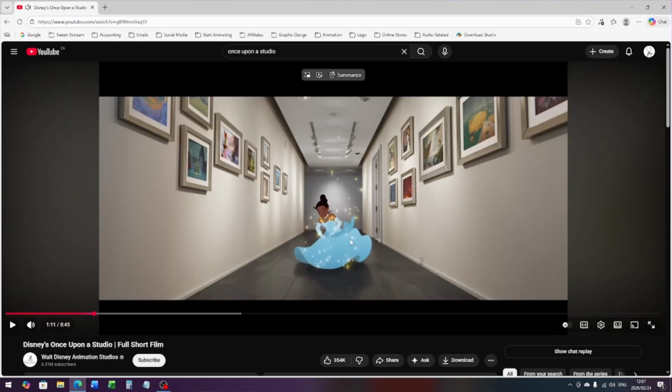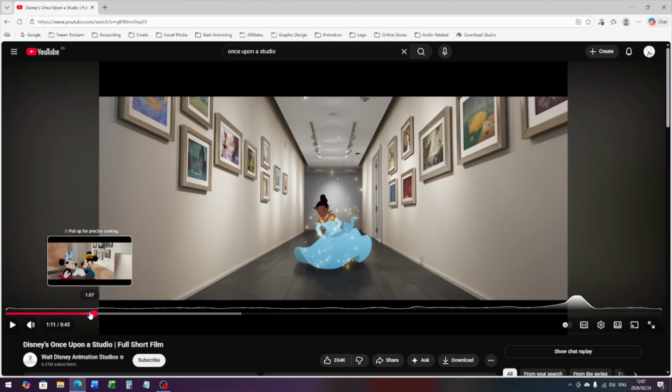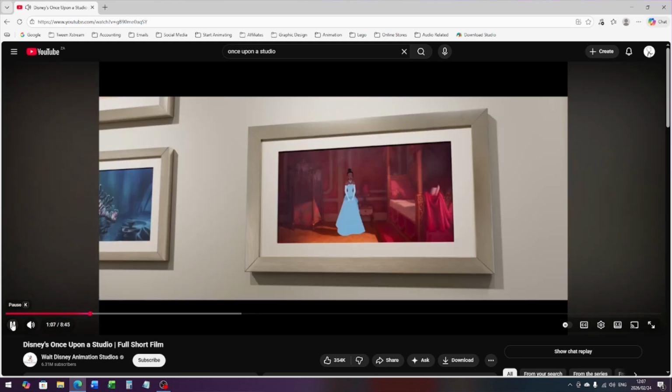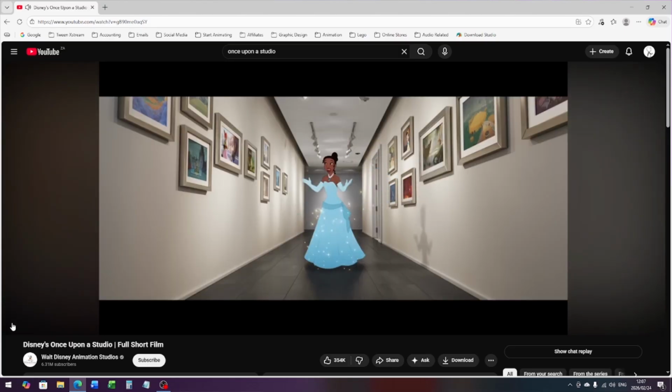And there it happens again. When she goes out, you can see she also floated in the air for a while and then went down. So it's very interesting why the animators did that.